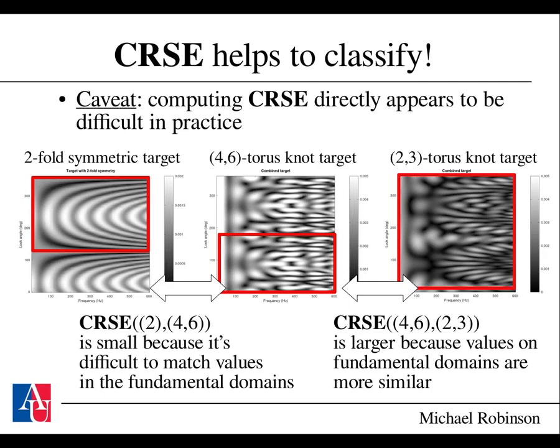It's not quite a metric for sure, and it appears to be rather hard to compute in practice. But that said, you can see the size of this particular category as a proxy for how similar the targets are. The smaller it is, the less similar the targets are. So the twofold symmetric target, for instance, doesn't look anything like the torus knot targets. And in fact, the category of signature equivalences is quite small because they're quite different. Whereas the two torus knot targets that I'm showing here have a larger category of signature equivalences. So that's pretty handy.